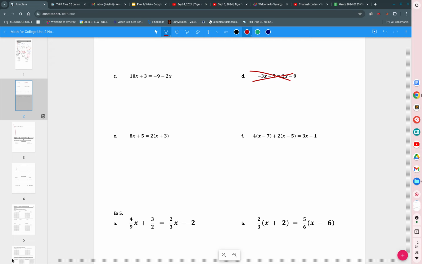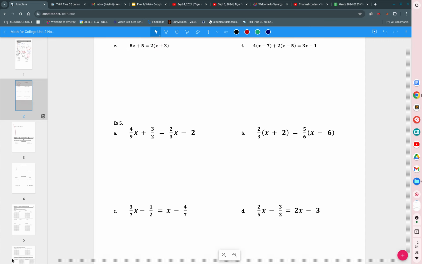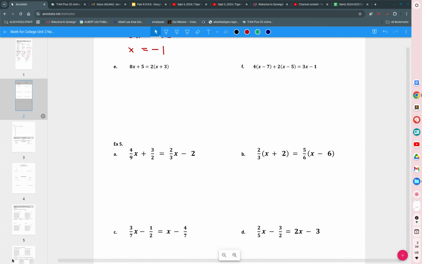Okay, I'm going to go ahead and add my 2x to both sides, and I get 12x plus 3 is equal to negative 9. I subtract that 3, 12x is equal to negative 12, divide by 12, I get x is negative 1. Everybody okay with that? Our goal is to get through letter D today, so we're going to do these six.